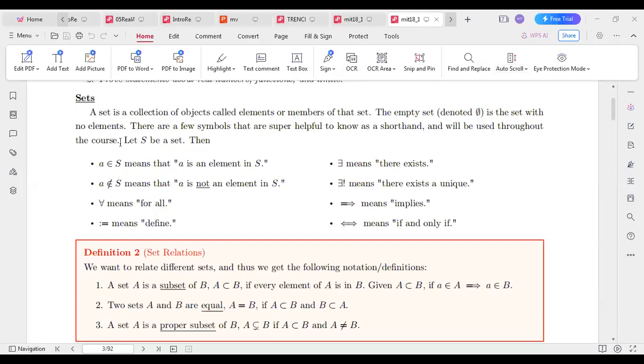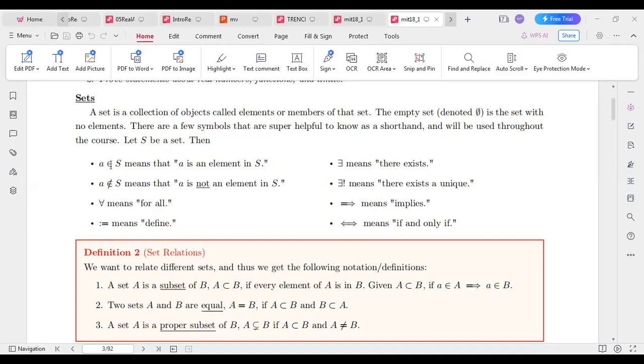First of all, what is a set? A set is a collection of objects called elements, or numbers, or anything that is well defined. The empty set, denoted by null, is the set with no elements. There are a few symbols that are super helpful to know as shorthand, and we'll use them throughout the lecture. And S is the set.